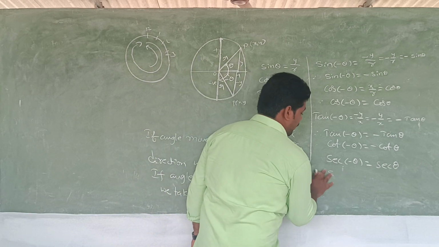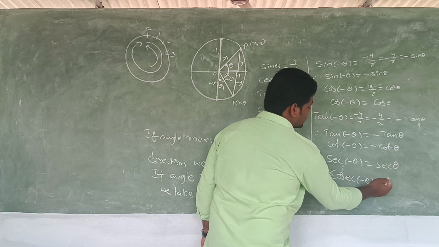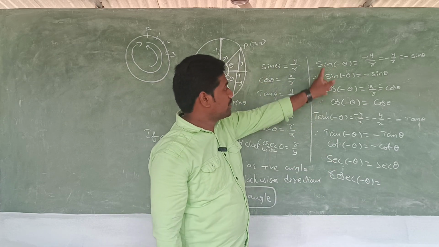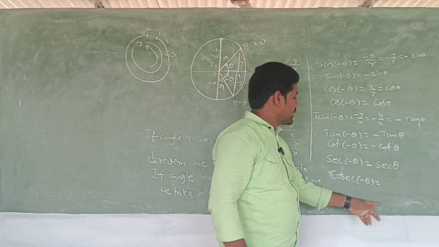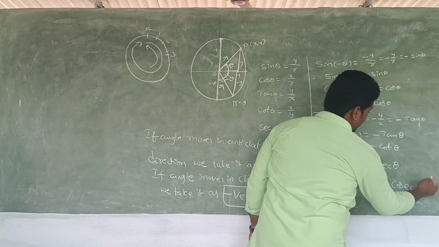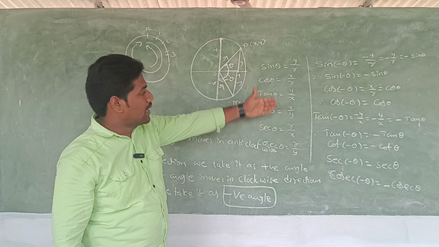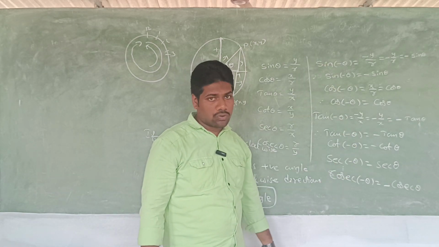Now the final one is cosecant of minus theta. Cosecant is related to the reciprocal of sin theta, so cosecant of minus theta is equal to minus cosecant theta. These are the negative angles in the fourth quadrant.